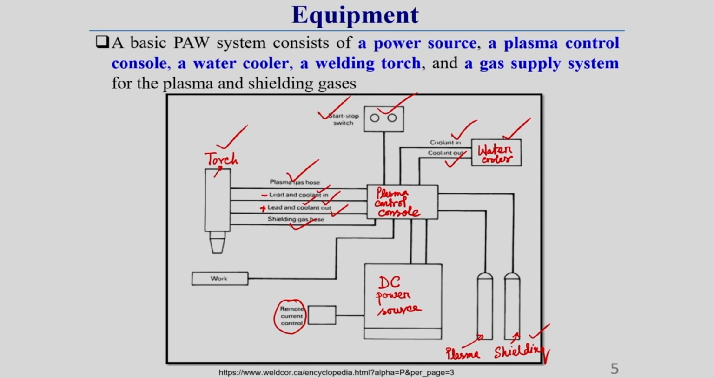So, here you see this is the nozzle, in this nozzle the arc is started between this workpiece and the torch. This is the arc, you can say. Okay.